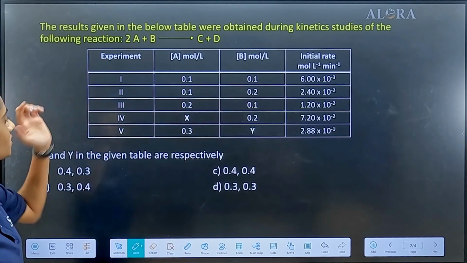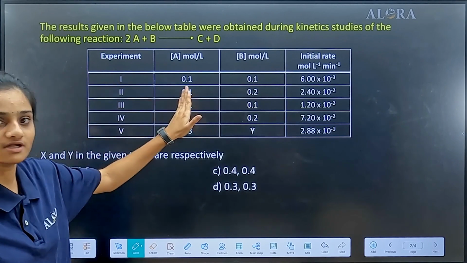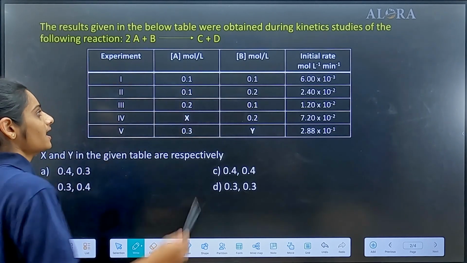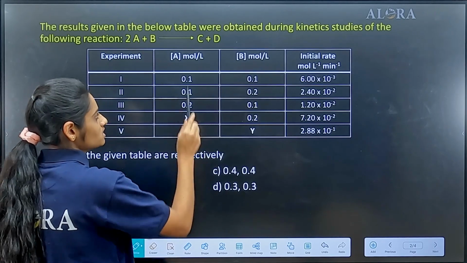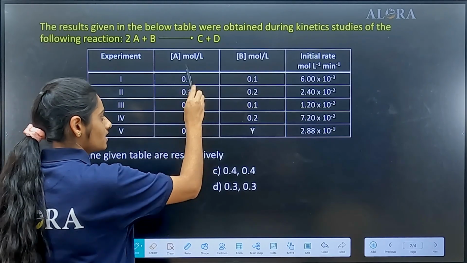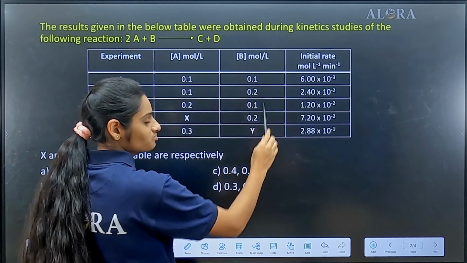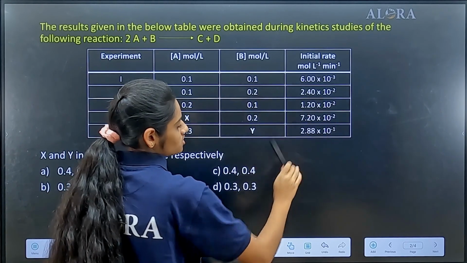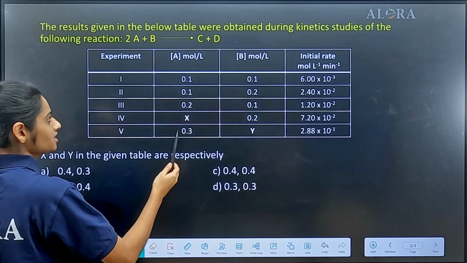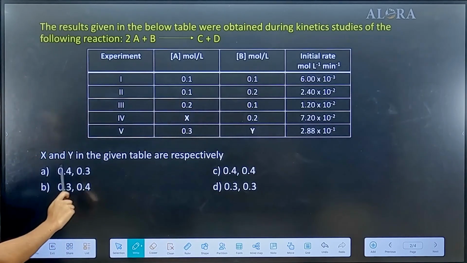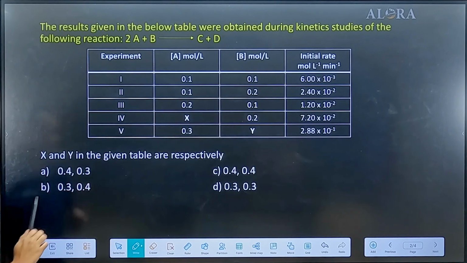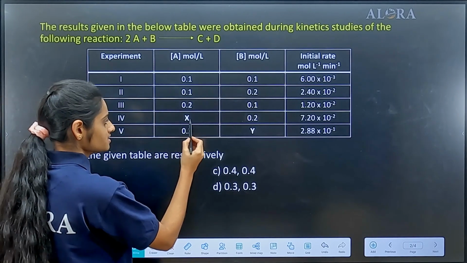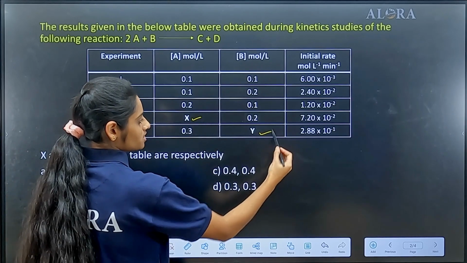So according to the question, the table is given, 1, 2, 3, 4, 5. So 5 experiments are conducted, and according to the experiments, some concentration of A is mentioned, concentration of B is mentioned, and the initial rate, that is, the rate of the reaction, is mentioned here. So what we have to find out: X and Y in the given table are respectively. There are 4 options given here. So we have to find out what is X and what is Y.